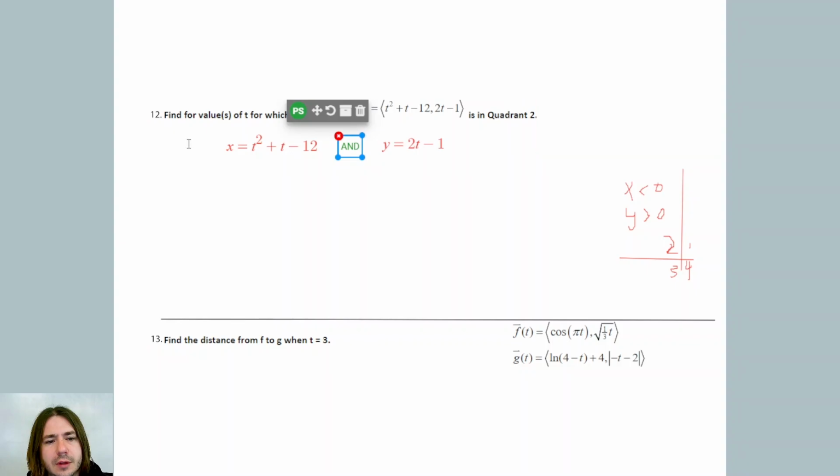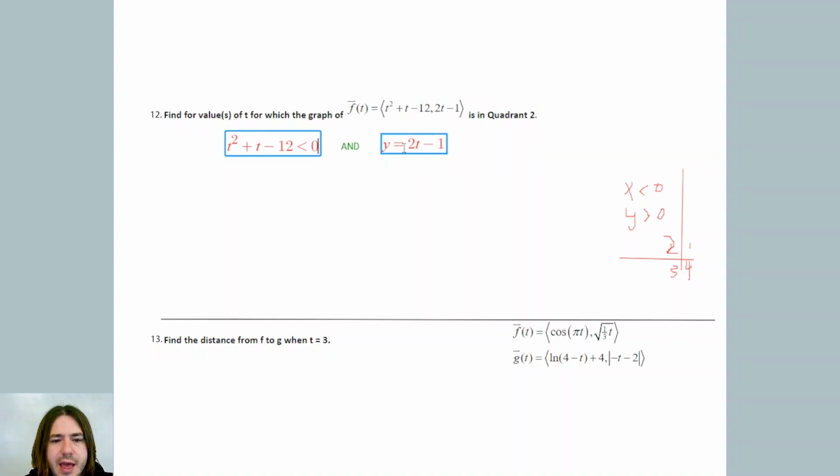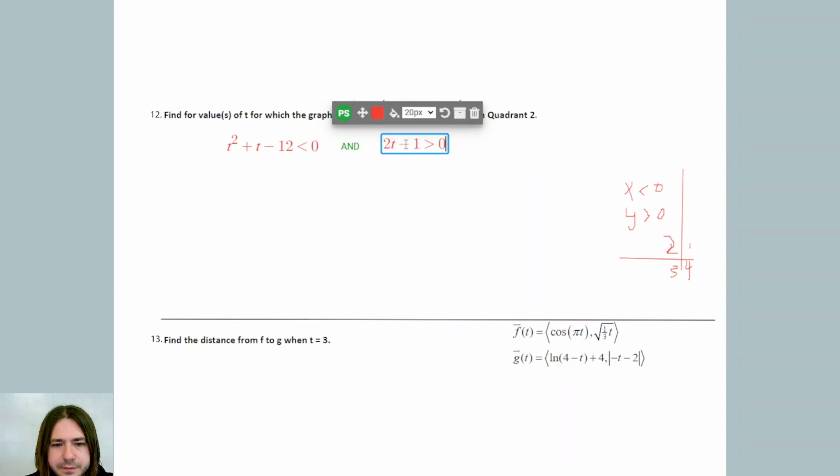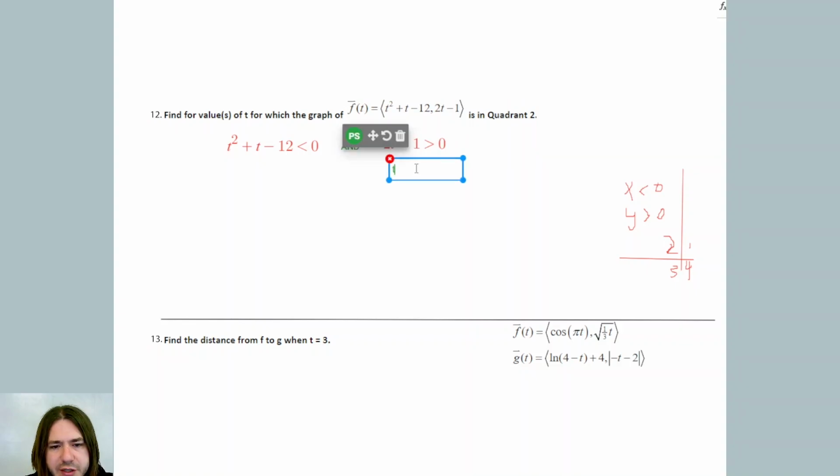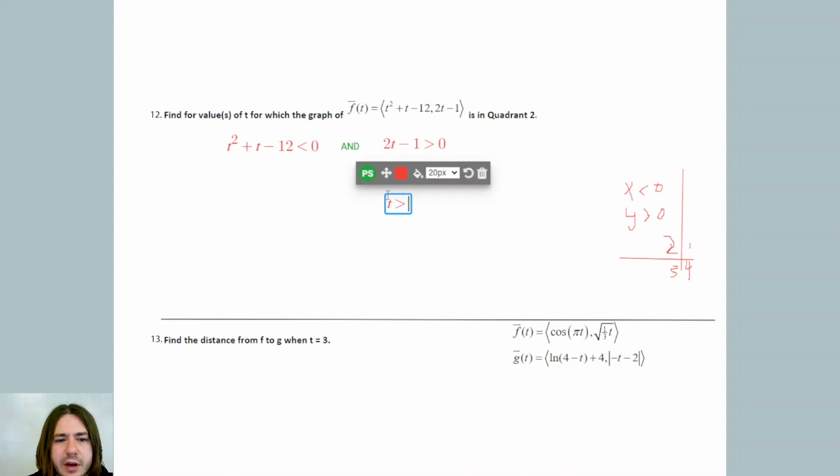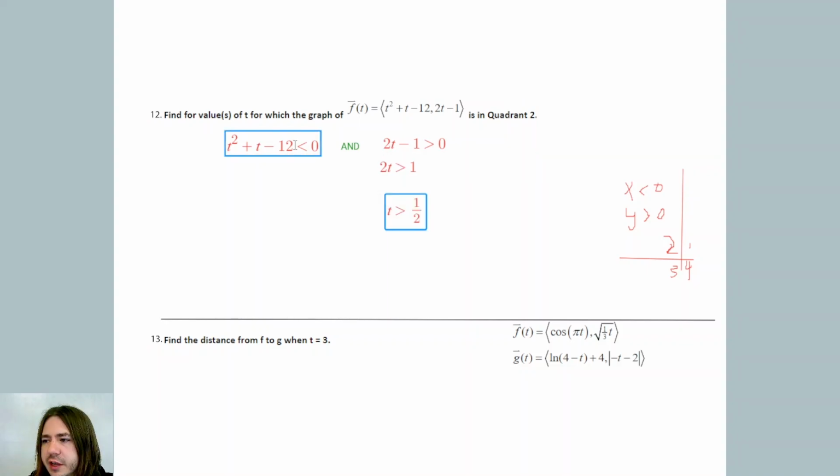Okay, so we want to know, when is x negative and when is y positive? So let's do the easier one first. This 2t minus 1, we're going to add 1 to both sides and divide both sides by 2. So 2t would be greater than 1, and then dividing both sides by 2, I would get t is greater than 1/2.